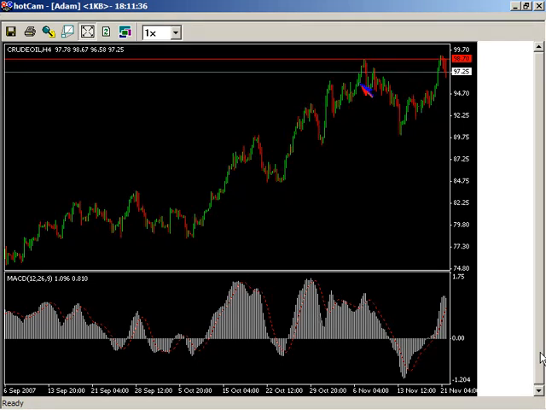Alrighty. So what happens is the market tests this price level twice and then reverses direction. Now, how come we can't have a single top?